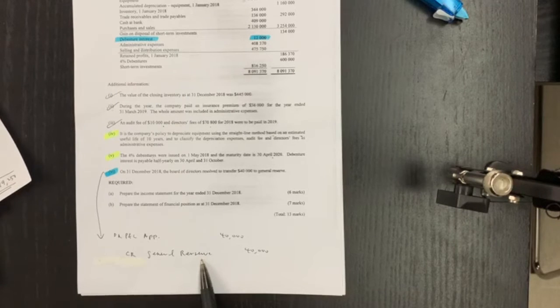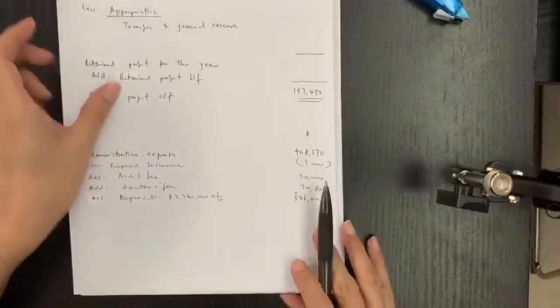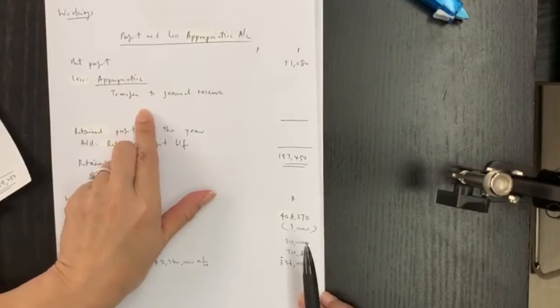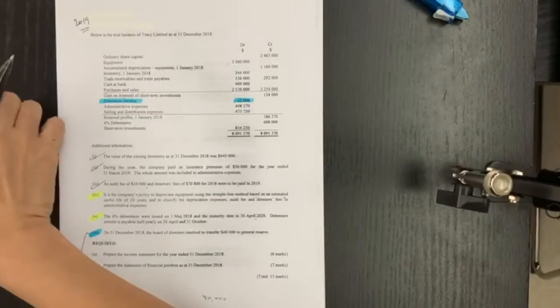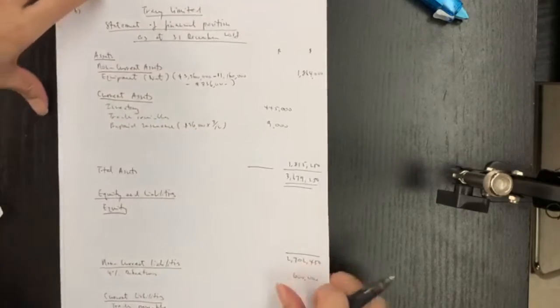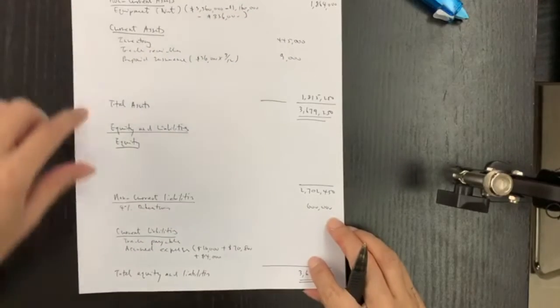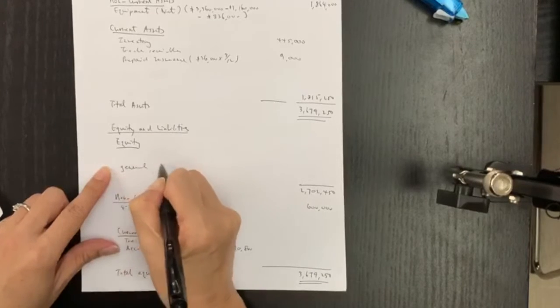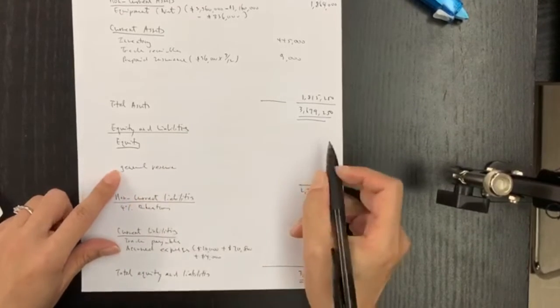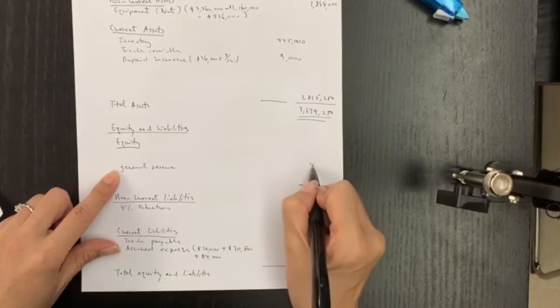So I need to go to my profit and loss appropriation account. This is the profit and loss appropriation account, transfer to general reserve 40,000. All right, and then I go to equity. In equity, I can have general reserve, which is 40,000.